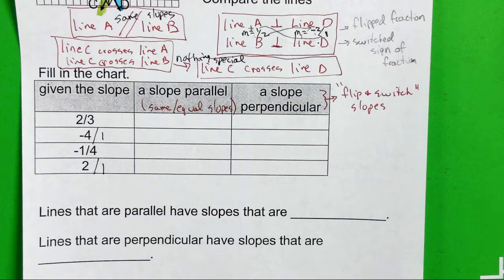Now, what makes the order? Yes. Over 4. And you know it's negative, so you switch.